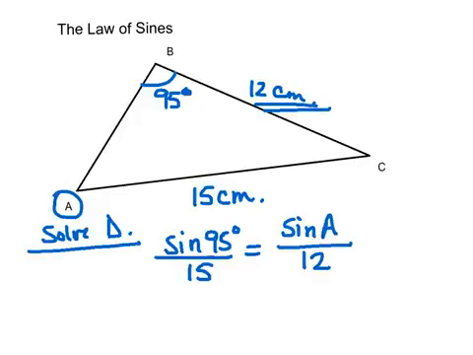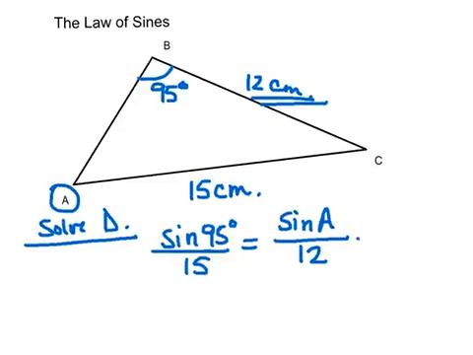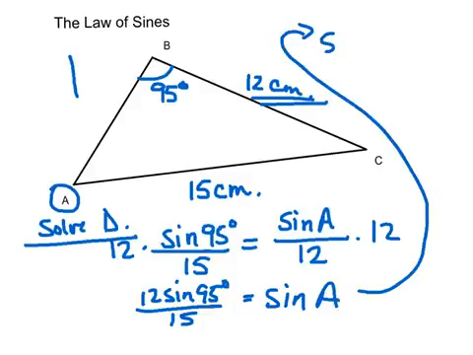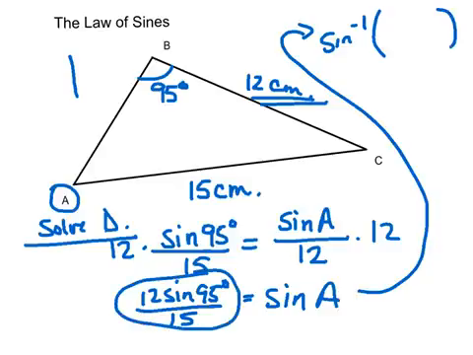So I need to get sine A first by itself and then get A by itself. So I'm going to multiply both sides by 12, and that gives me 12 sine 95 over 15 is equal to sine of A. And then to get A by itself, you would do the inverse sine of both sides. So the inverse sine of this, when you put it into your calculator, will give you the value of A.